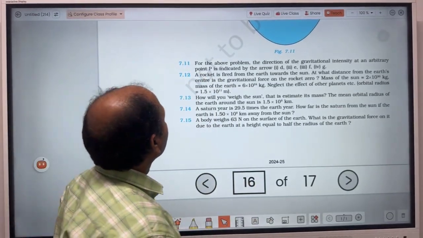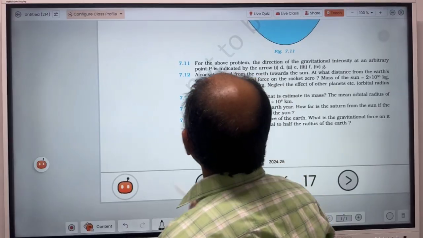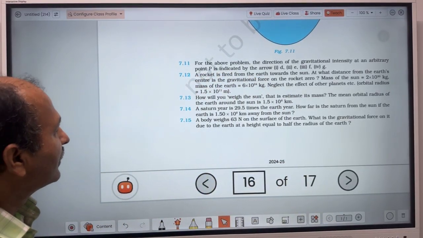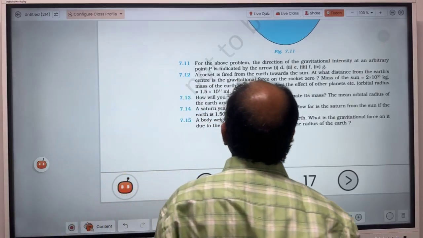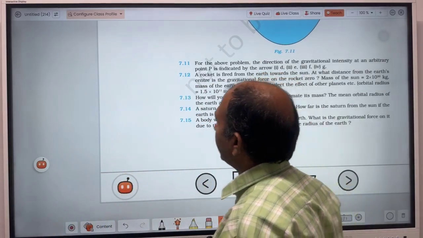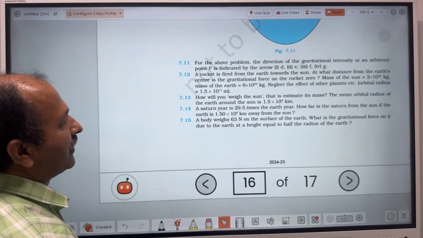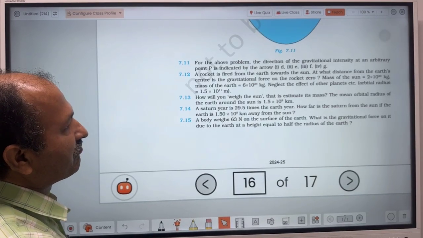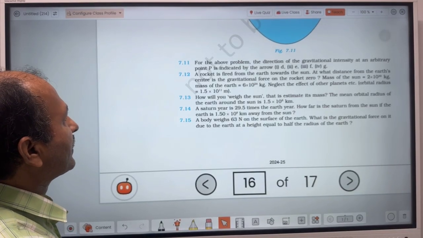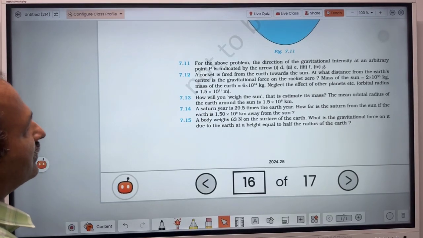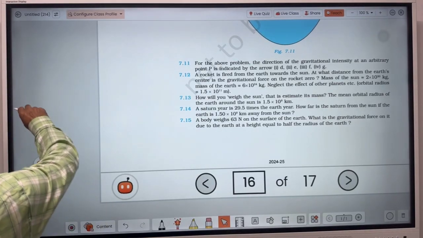Today we are going to continue with question number 13 onwards of chapter Gravitation of class 11th physics. So question number 13 says, how will you weigh the sun? That is, estimate its mass. The mean orbital radius of Earth around the sun is 1.5 into 10 power 8 kilometer.